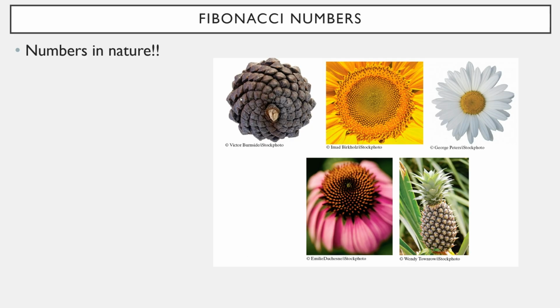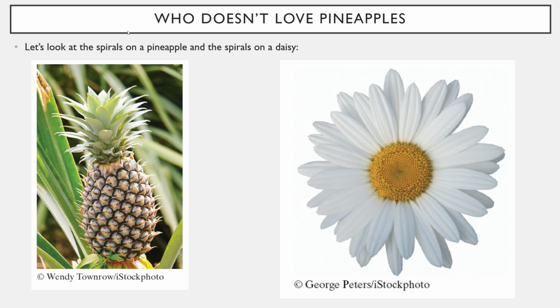So if you look at these pictures here, I've got a pine cone, some flowers, and a pineapple. You'll notice that each of these naturally occurring things in nature has these beautiful spirals to them. And the spirals are made up of little pieces. If you look inside a flower here, you can see beautiful spirals, and the pineapple has these other spirals. Turns out if you count pieces of the spiral, you're going to get something really interesting and cool. All right. So let's look at the spirals on the pineapple and then at the daisy specifically.